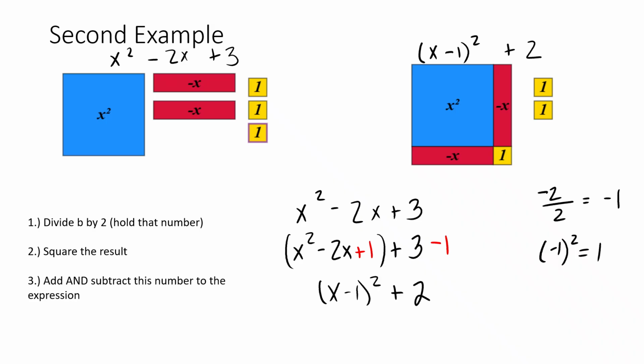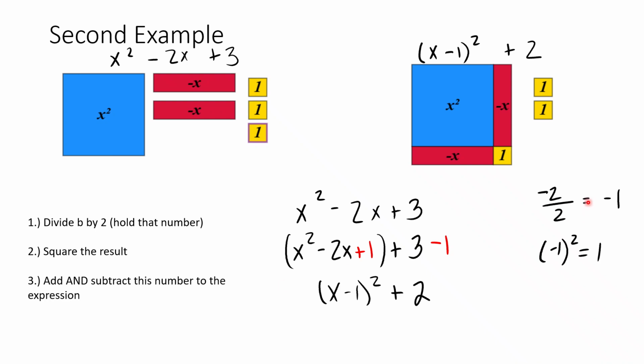Now, I mentioned that this strategy really only works well when your b value is even, and that's because when you divide by 2, you want to come up with a nice number. Now, if you have an odd number, okay? It really doesn't work with the algebra tiles unless you want to cut a tile in half, which in theory you can do, okay? You could cut one of the tiles in half and then put like a half a tile on each side.